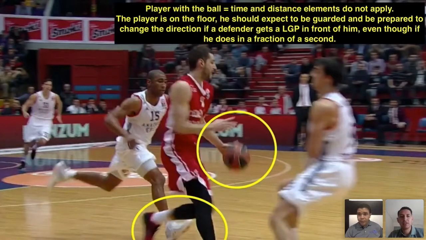The offensive player already dribbled the ball, and he should be prepared to change direction if the defender gets in a legal guarding position in front of him. So in this case, the defender was in a legal guarding position. He had both feet on the floor.